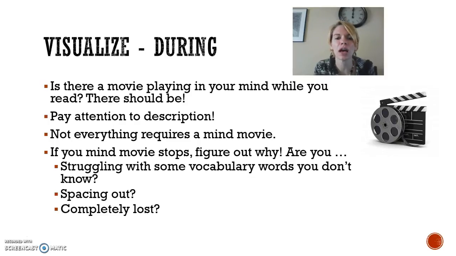If your mind movie stops, figure out why. Are you struggling with some vocabulary words you don't know, spacing out, completely lost? Each one of these is going to require a different reading strategy to fix it.